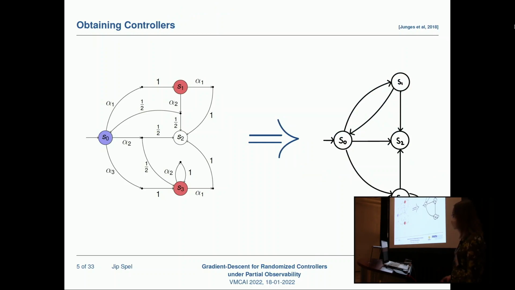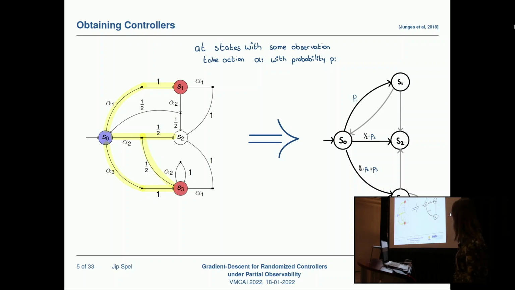We have our original pMDP, and we transform this into a parametric Markov chain. When we look at state S0, we see we have three actions. Action alpha 1 we take with probability P1, action alpha 2 we take with probability P2, and action alpha 3 we take with probability P3. You can see the transitions here with the probabilities. Next, when we look at states S1 and S3, we take these actions with the same probability. So at both state S1 and S3, we take action alpha 1 with probability Q1. And we now have a parametric Markov chain.